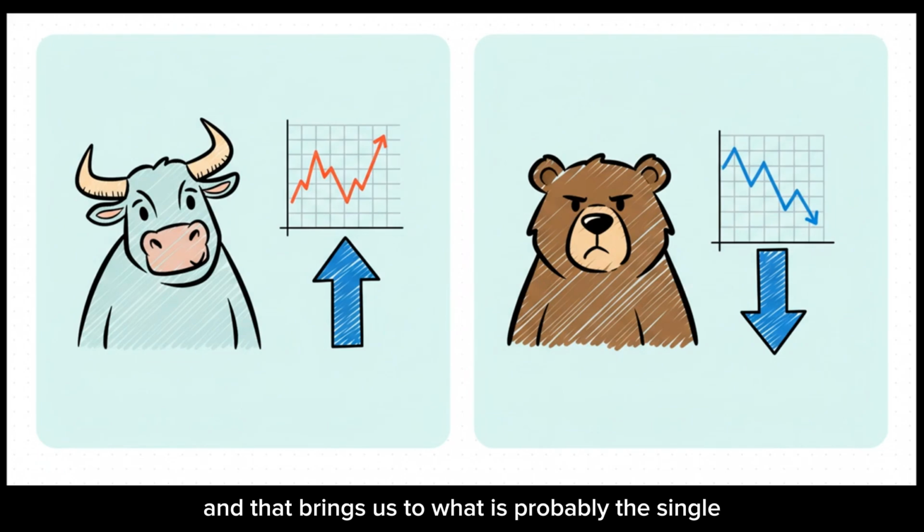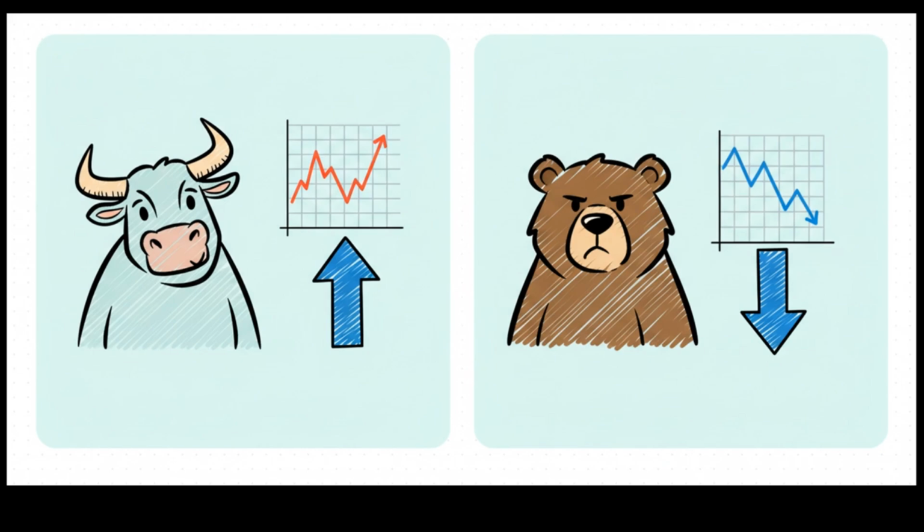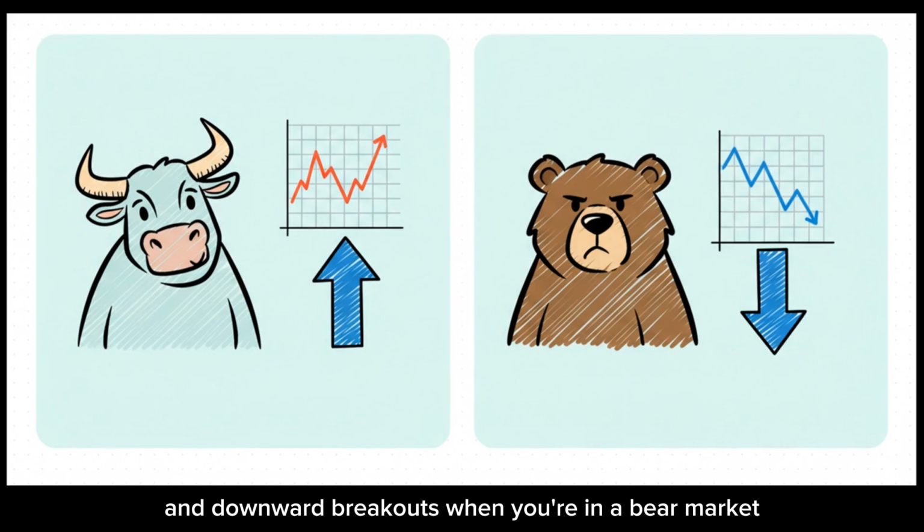And that brings us to what is probably the single most important takeaway when it comes to performance. You have to trade with the primary trend. The data couldn't be clearer on this. You want to look for upward breakouts when you're in a bull market and downward breakouts when you're in a bear market.